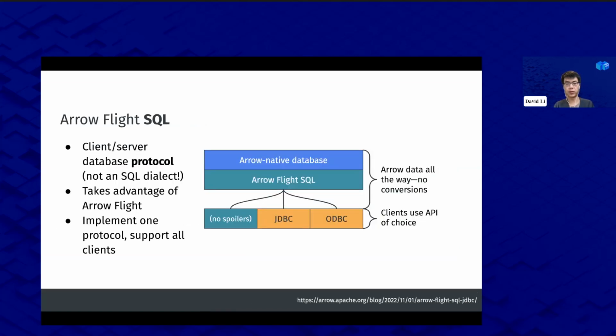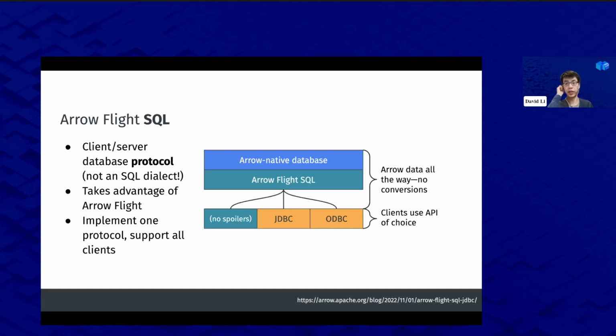Another thing that you might have noticed is that a lot of the Arrow applications have been related to databases, but I haven't really talked about specific applications of Arrow to databases. That itself is changing as well. So relatively recently, within the past year or two, the Arrow project has adopted a new specification called Arrow Flight SQL, which provides a client-server database protocol that is Arrow native.